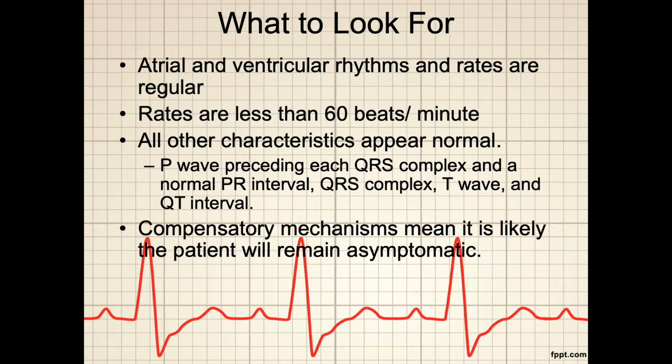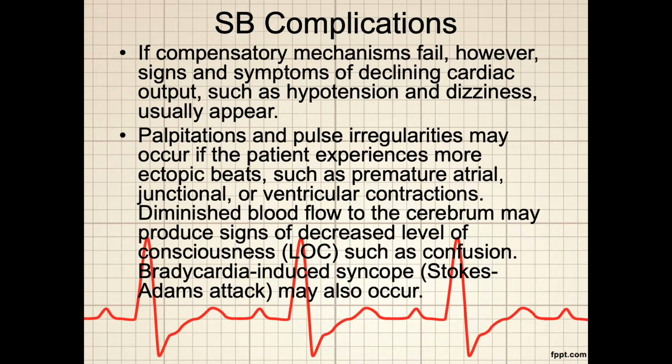So, as you're looking at this strip, what should you look for? Well, atrial and ventricular rhythms and rates are regular. The rates are less than 60 beats per minute, but all other characteristics appear normal. Each P wave precedes each QRS, and there is a normal PR interval, a normal QRS complex, a normal T wave, and a normal QT interval. Compensatory mechanisms mean it is likely the patient will remain asymptomatic. If, however, those compensatory mechanisms fail, the signs and symptoms of declining cardiac output, such as hypotension and dizziness, begin to appear.